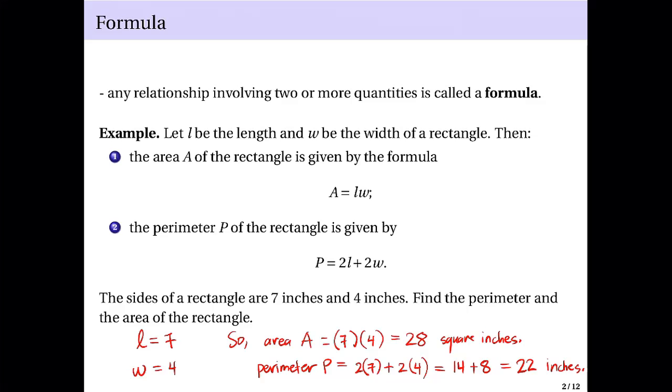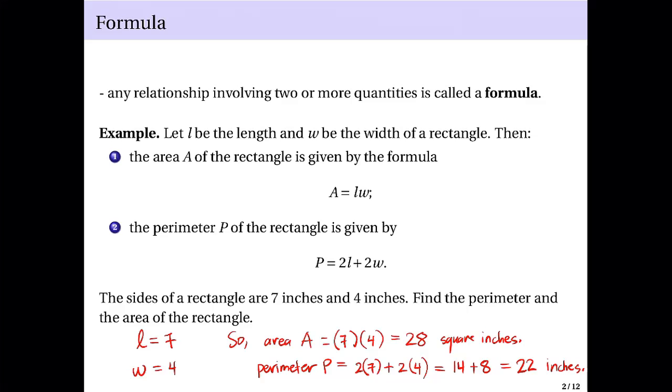So these units, they should make sense. Look at this. Length, it's 7 inches. Width, it's 4 inches. It's like you are multiplying inches times inches, or inch times inch. So it's inch squared. So you have here square inches. On the other hand, you just have here 2 times the length plus 2 times the width. The length is inches, the width is inches, and you are just adding them, so the unit will just be inches. Okay?